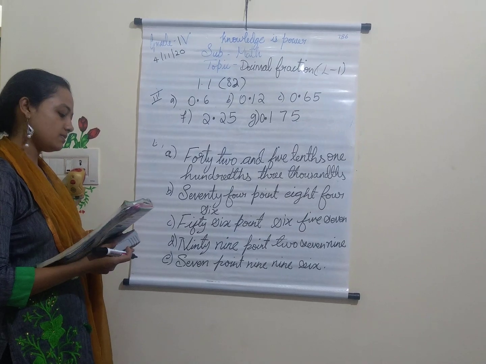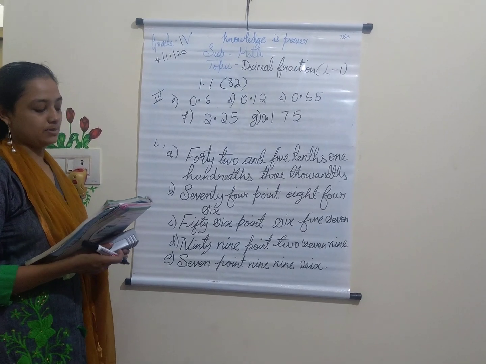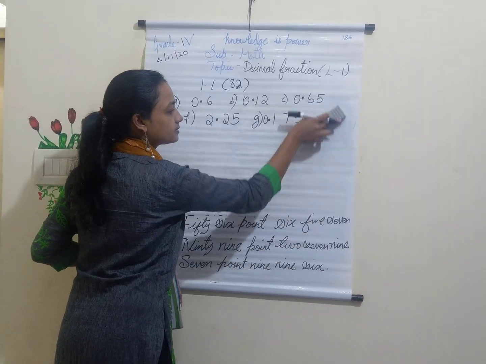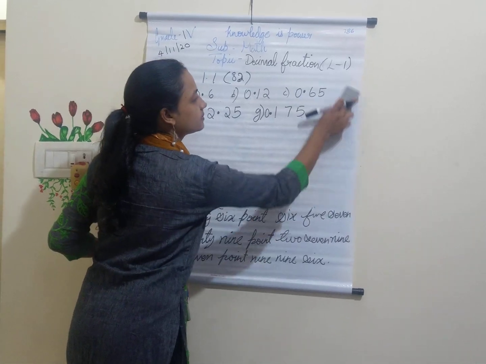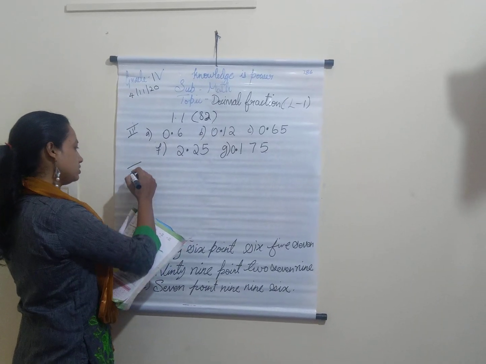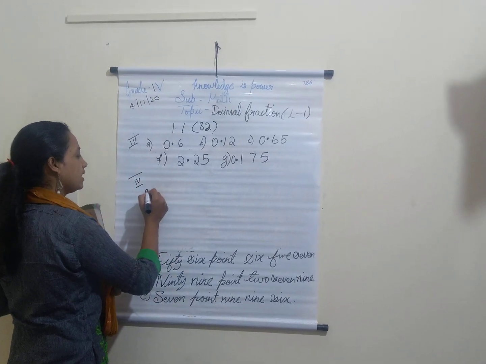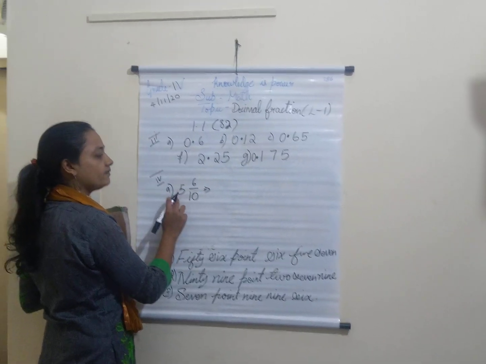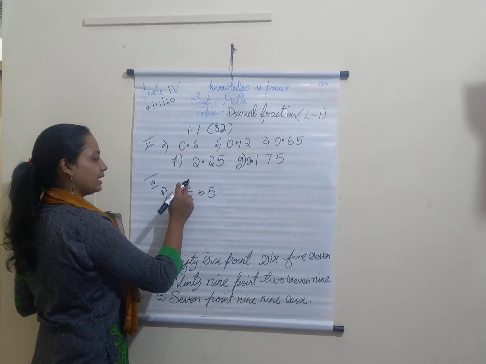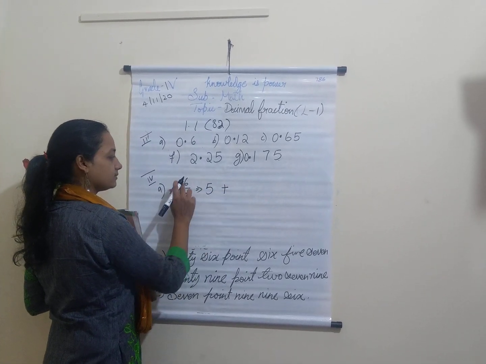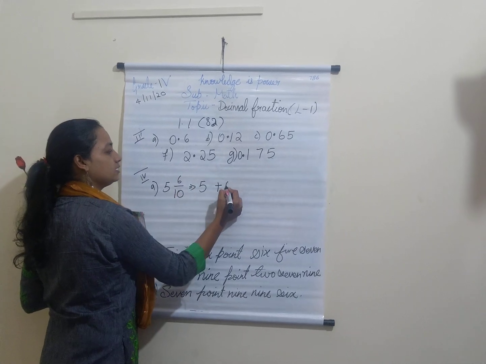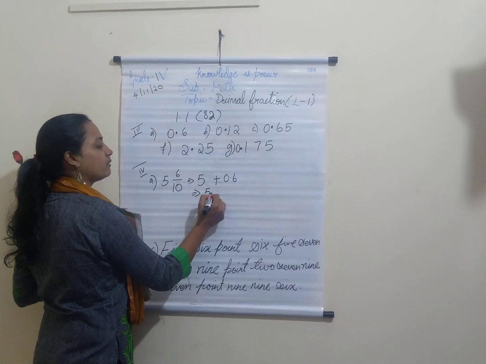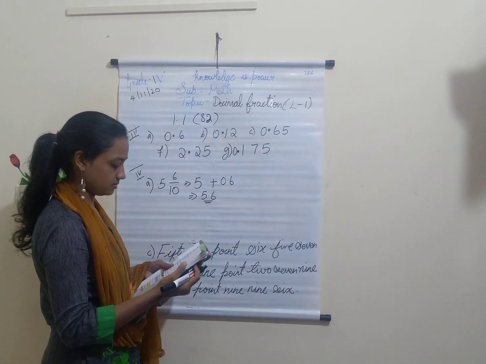Now let's go for the fourth main. Write the mixed decimal. So I'll show you how to write this, children. It is also very simple. So fourth main, see the first sum, you have 5, 6 by 10. So what you should do is, 5 will be my whole number and my decimal number here. Plus, how do you write 6 by 10? 0.6. So when you add these numbers, what is the answer you get? You get 5.6. So this is my final answer.